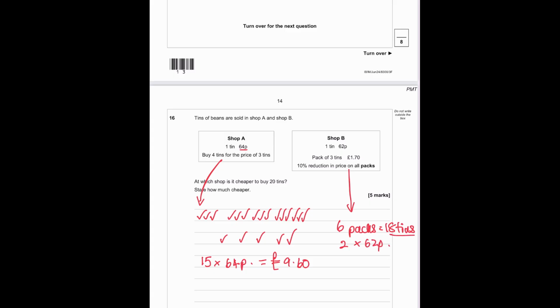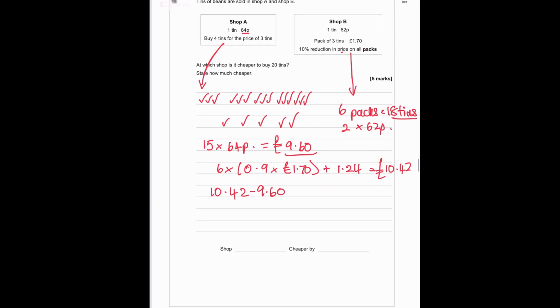So 6 packs at 18 tins, this is a 10% reduction on all packs. So we're going to have 6 times 0.9 times £1.70. And then we're going to add 2 lots of 62, which is £1.24. That's going to give me a total of £10.42. So this one is cheaper. How much? £10.42 take away £9.60 gives me an answer of £0.82. So shop A is cheaper.